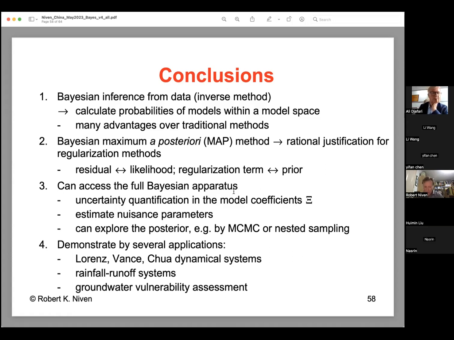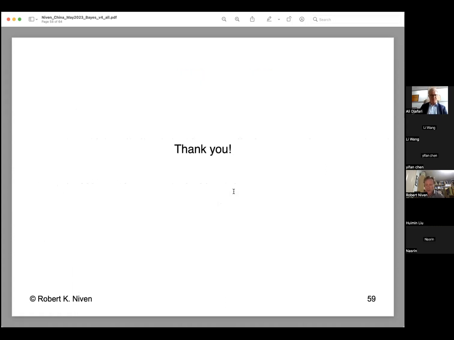Thirdly, if we wanted to, we can access the full Bayesian apparatus. We can do uncertainty quantification in the model coefficients. We can estimate nuisance parameters. We've done both of those. And what I haven't demonstrated but can be done is we can explore the posterior. That's the output of the Bayesian inference. And finally, I've demonstrated this by a number of applications. We've looked at a number of different dynamical systems, including a strange one. We've looked at rainfall runoff systems in hydrology, and we've also examined groundwater vulnerability assessment. So that's what I wanted to talk about today, and thank you very much.